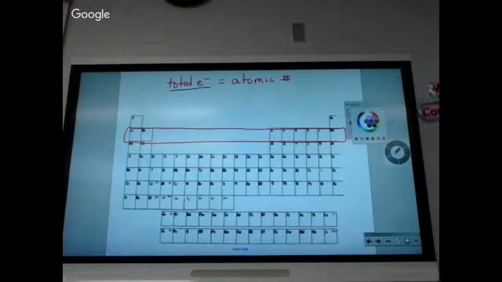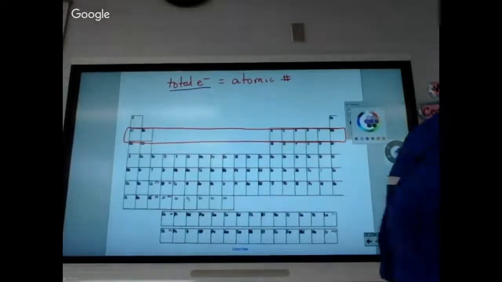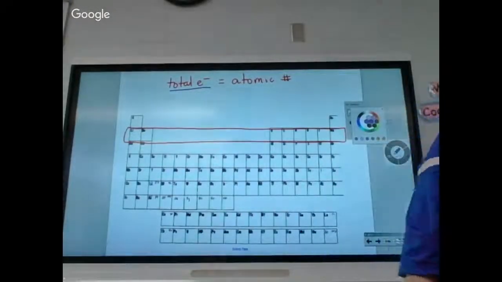So, if I say to you, which second period element, because I stipulated that in the directions, has a total number of electrons of 4? Who has 4 electrons? It's pronounced beryllium. B-E, beryllium.